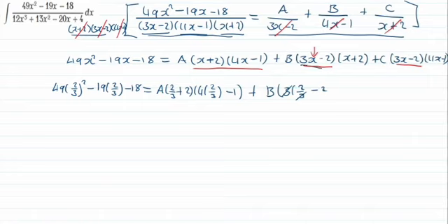And since this part is a 0, it will multiply by b and everything will go to 0, so no need of writing it. The same thing with c. When you put 2 over 3 where there is x here, everything is going to be 0, so no need of writing it as well, meaning that what you are going to find here is just the value of a.